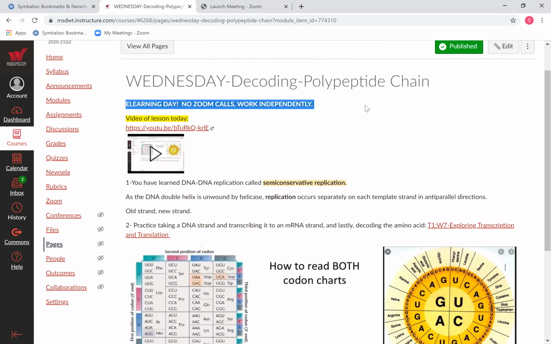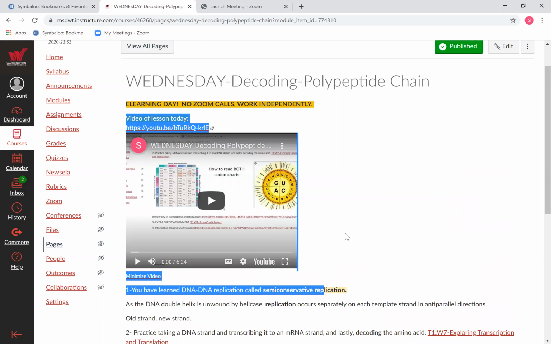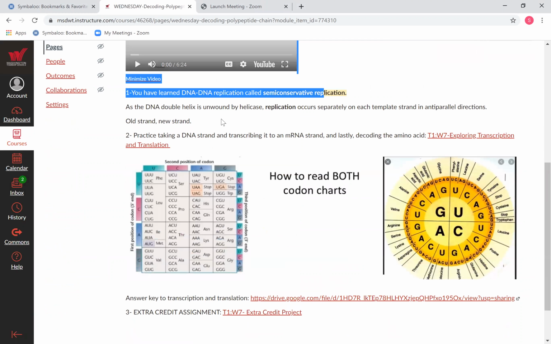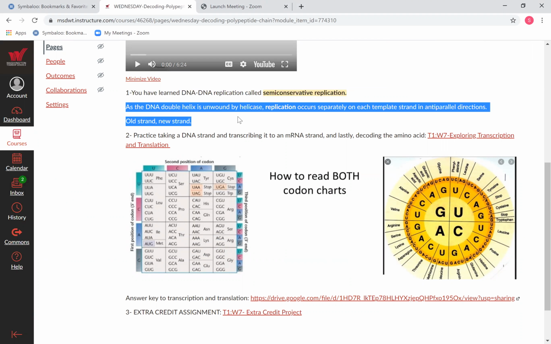Yesterday was supposed to be a day that you actually did work on your own. I left you a video going through what you needed to learn how to do or know how to do. I added this here because you will need to know that for the test. If it were me, I'd write it down to remember. DNA replication is called semi-conservative replication because we took DNA, unwound it, and made an old strand with a new strand, and that's semi-conservative.